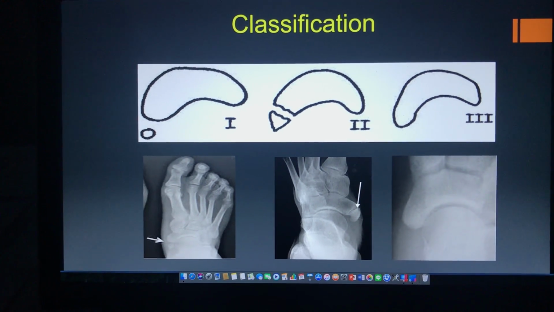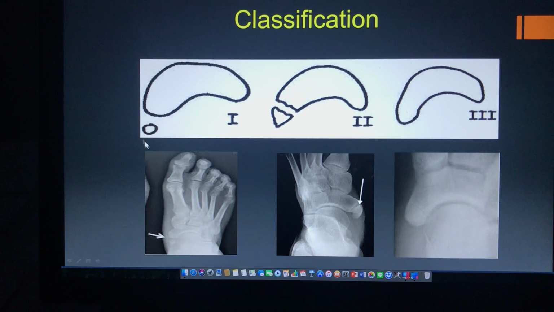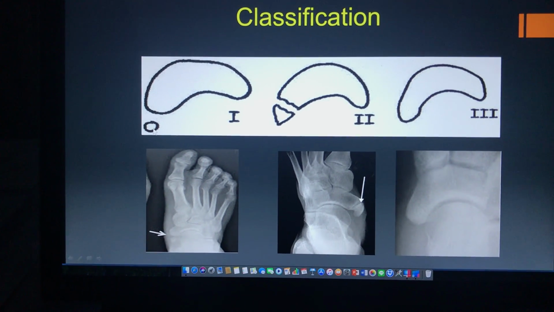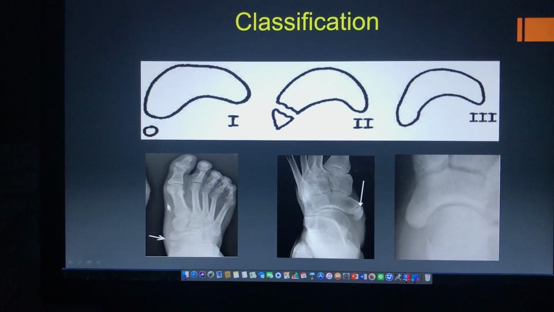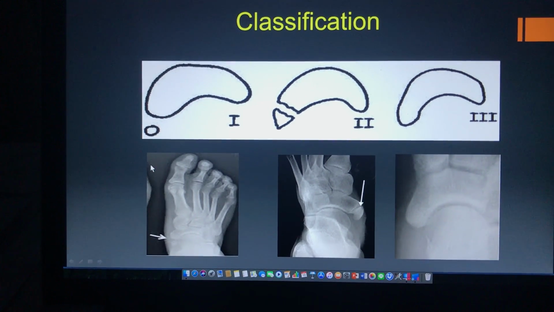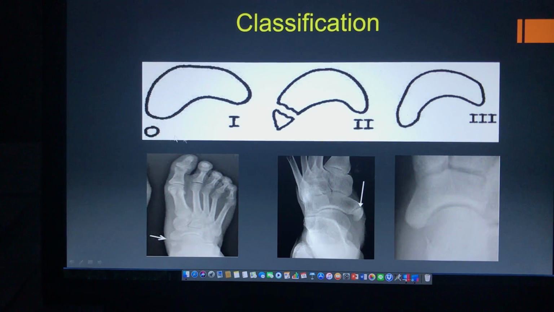There are three common classifications for the accessory navicula. The first one, you can see the small ossicle on the left hand side and here on the x-ray. It is a sesamoid bone located in the tibialis posterior tendon.